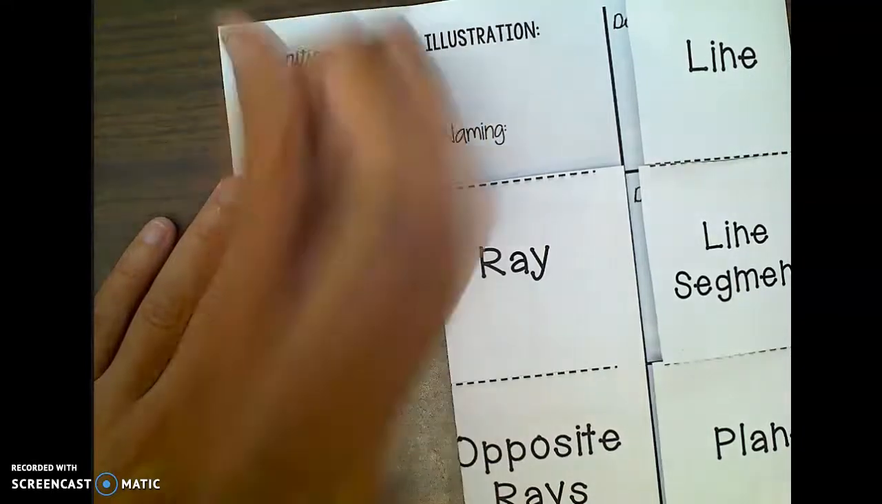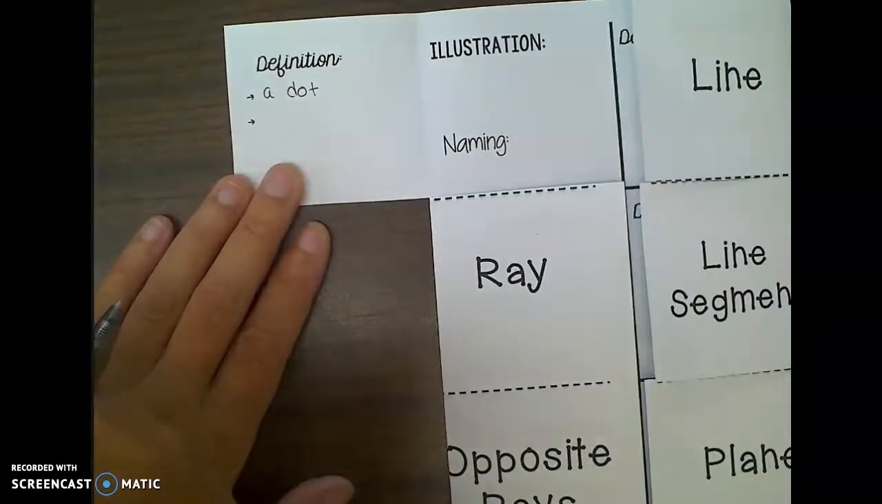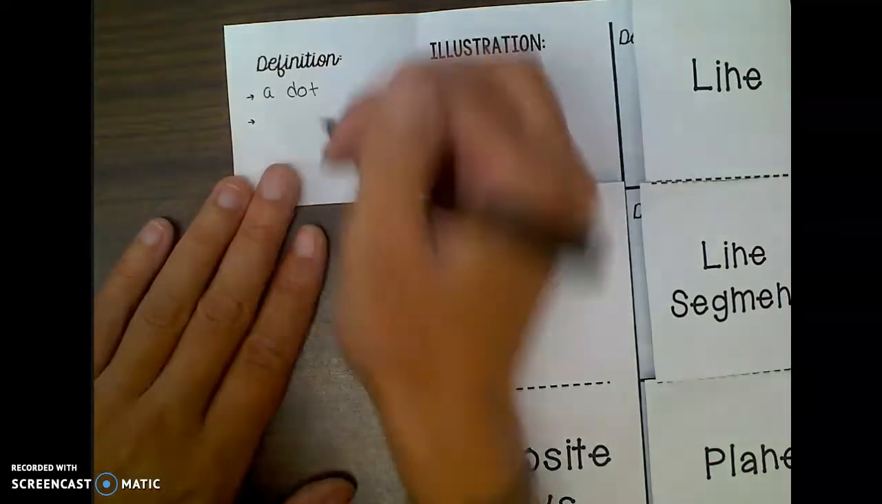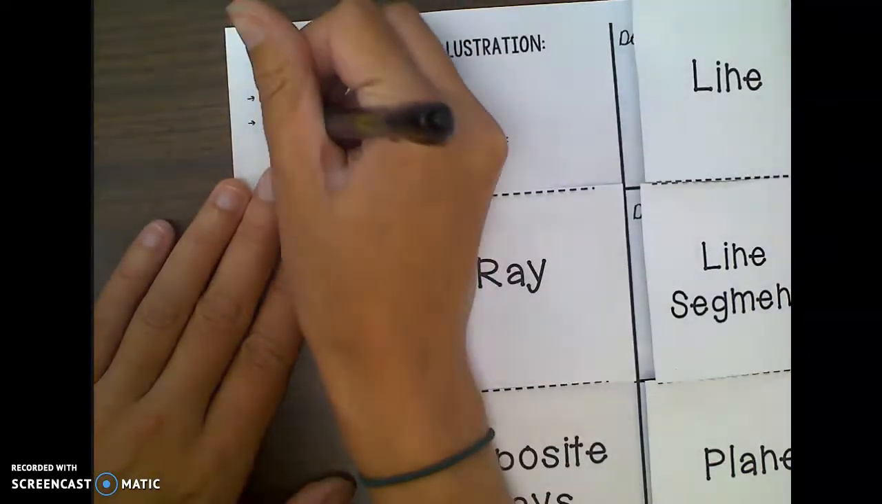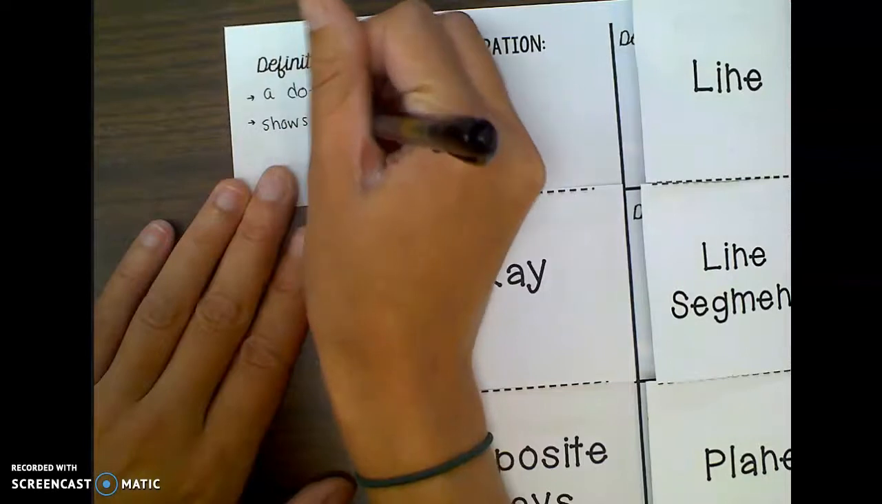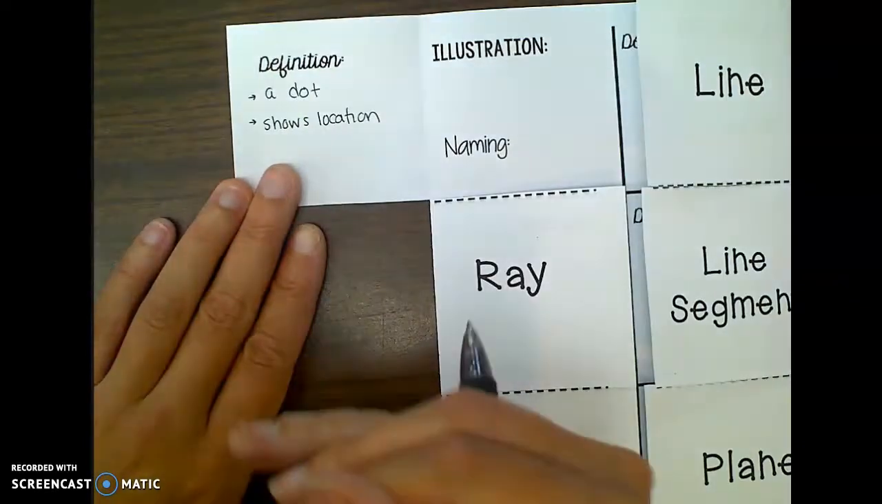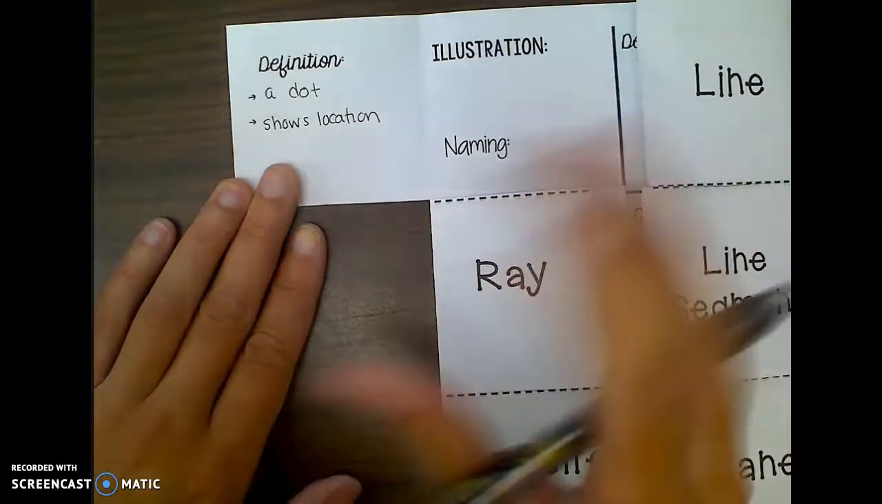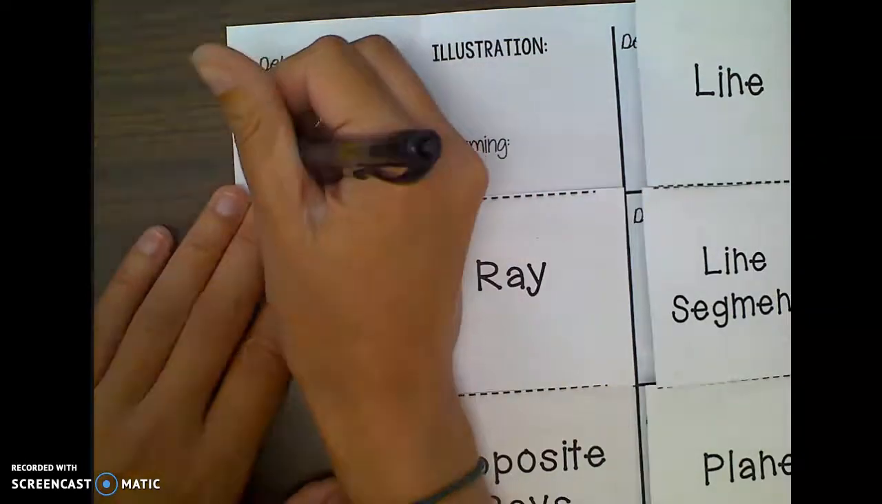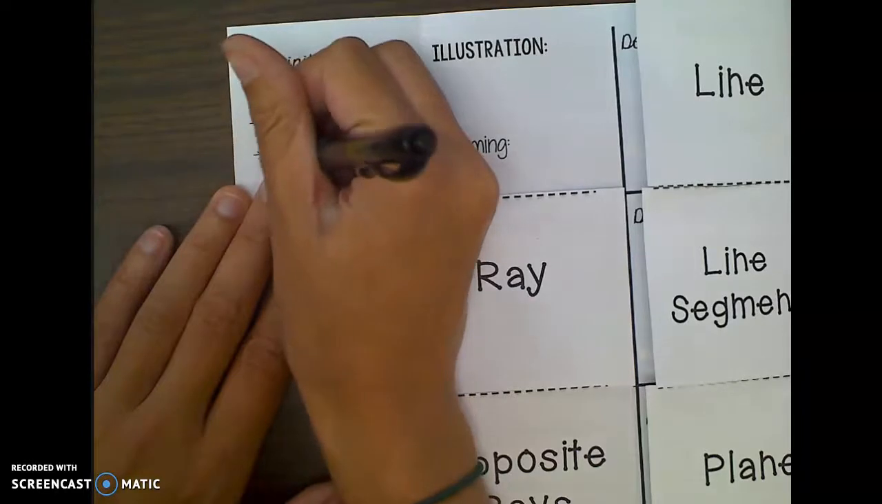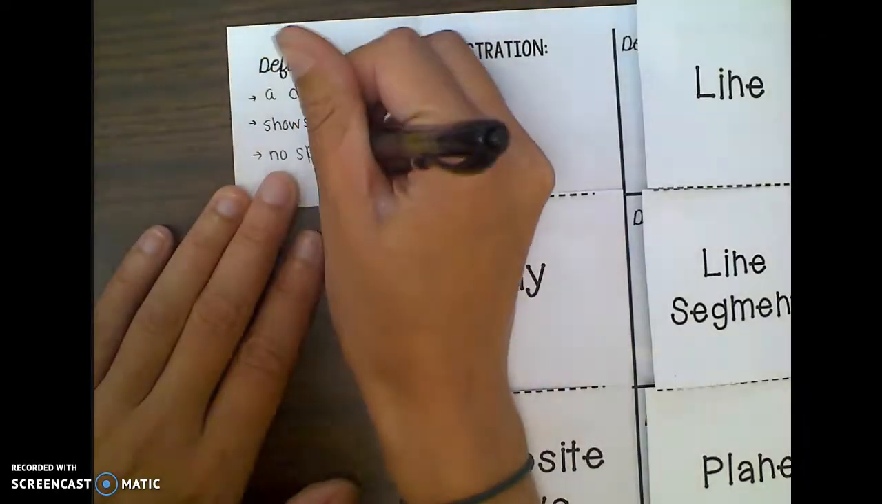It needs to happen, or we need to have it happen, because it shows location. However, once we have that dot on there and that location pointed out to us, it doesn't take up any space. So no space taken up.